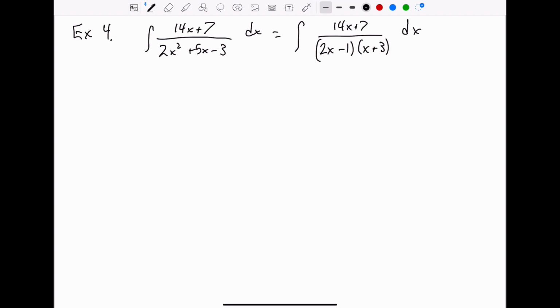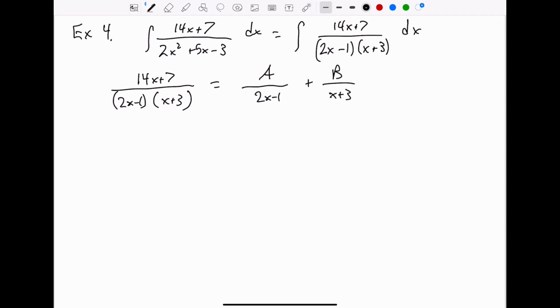Once we have the factorization, we want to write the form of the partial fraction decomposition. So I'll just write my rational function here. I have two linear factors, so I will have two fractions in the decomposition. I'll have a constant a over 2x minus 1, constant b over x plus 3. In order to solve, I multiply both sides of this equation by the denominator, 2x minus 1 times x plus 3. On this side, the denominators cancel. I'm left with 14x plus 7.